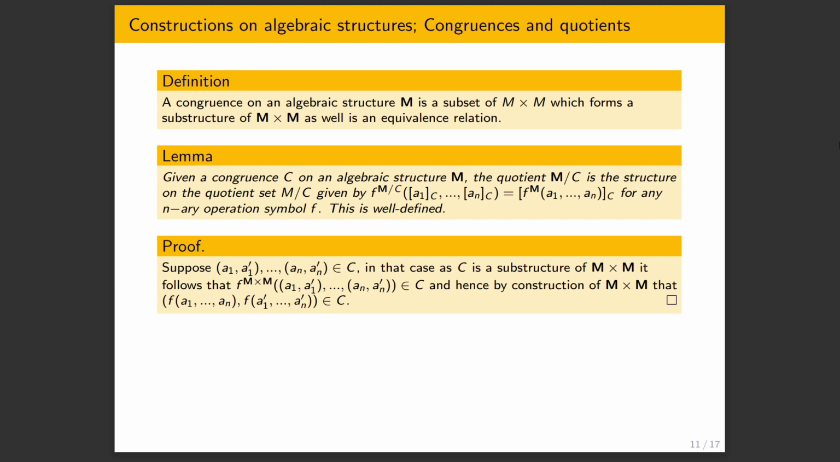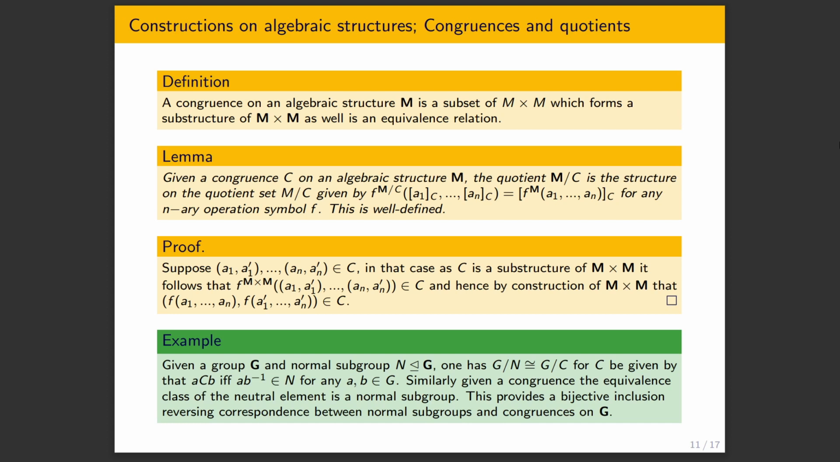Since the congruence is a substructure of M times M, which was a condition we required for the equivalence relation to satisfy, we now know that when we apply an operation, it remains in the substructure. So hence, by the construction of the direct product, if we evaluate this component-wise, we get that f of a1 through an has the same equivalence class as f of a1 prime through an prime. And so we get the same equivalence class out, and so this operation, as interpreted, is well defined. And this indeed gives us the desired structure.